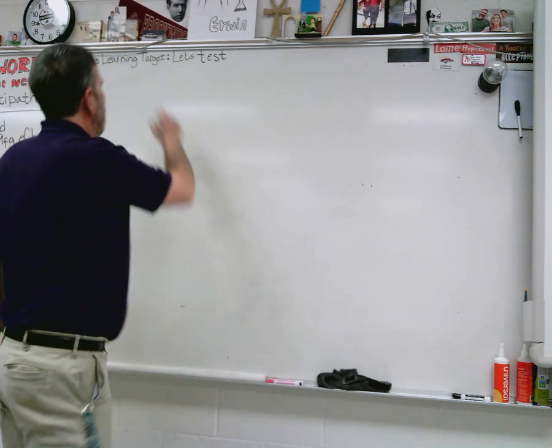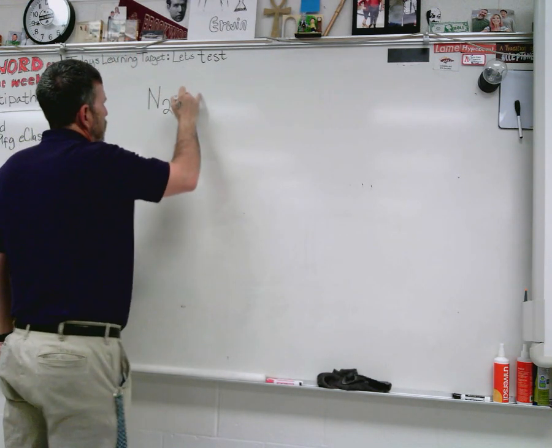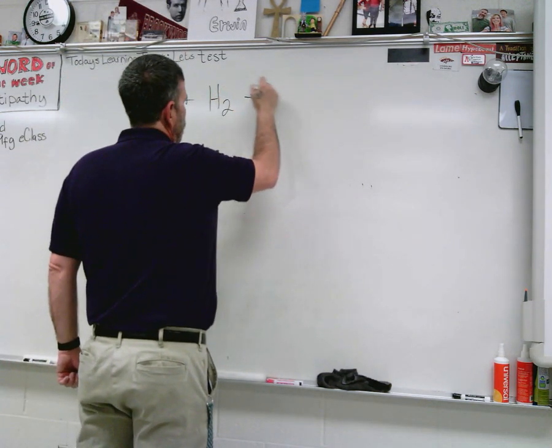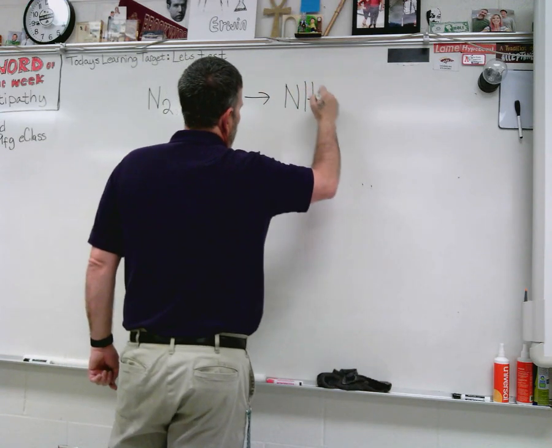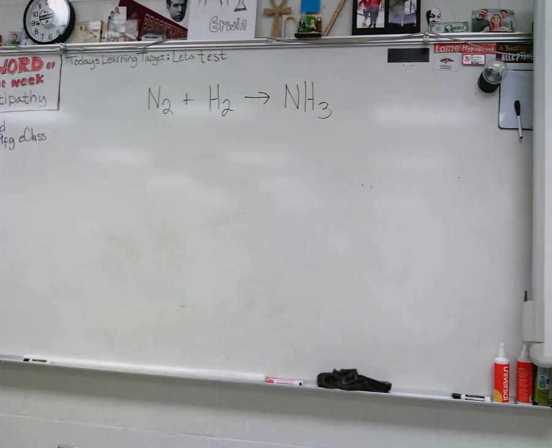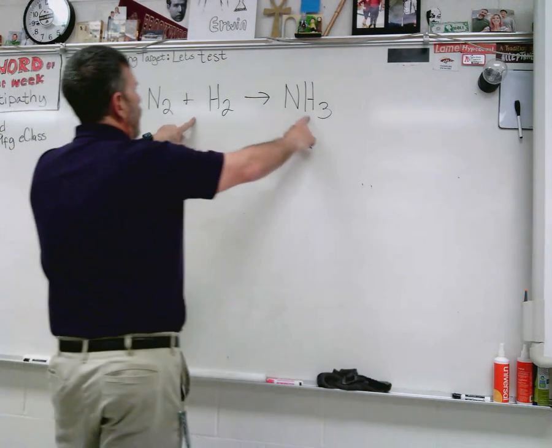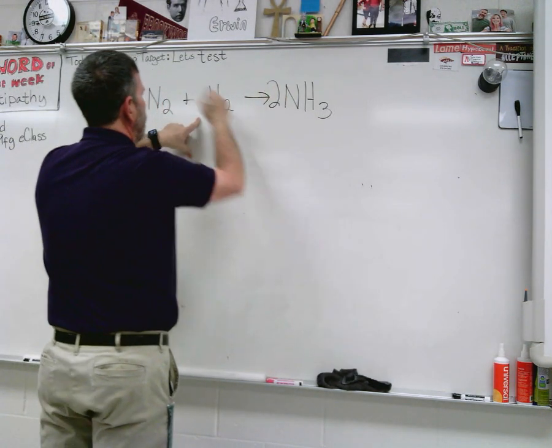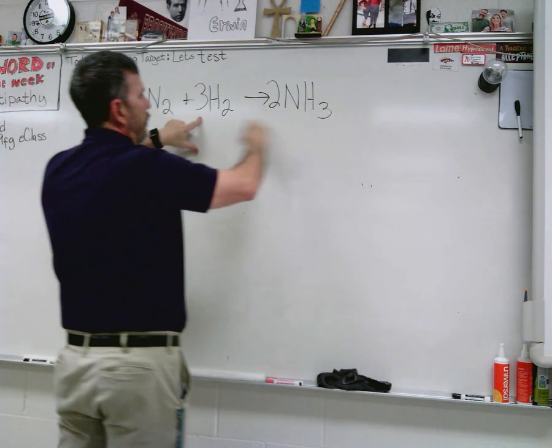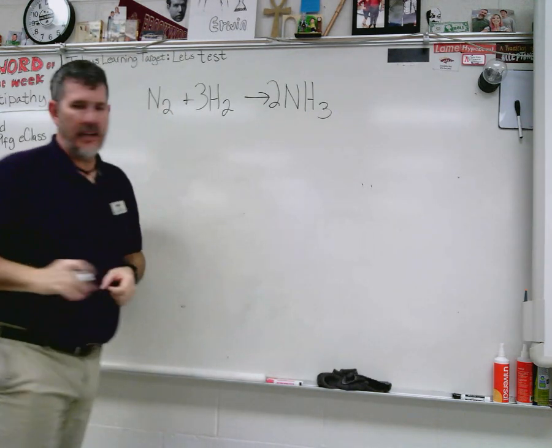I have N2 plus H2 goes to NH3. And let's balance this up. I have 3, so I'm going to have to do 2 here, 3 here: 2 nitrogens, 6 hydrogens, 2 nitrogens, 6 hydrogens. So I'm balanced now.